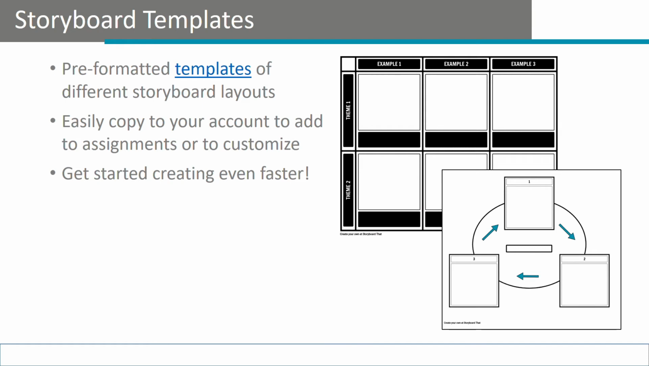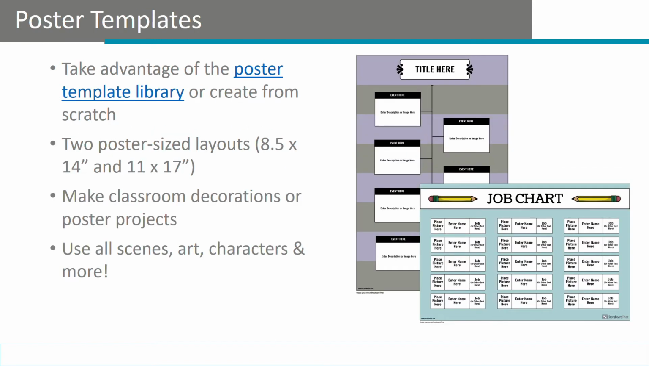To start using the storyboard, you can use the pre-formatted templates which are available on the web page, and you can also easily copy them to your account and add assignments that your students can customize. You can also use poster templates which are made for horizontal and vertical view. You can use these templates, which are freely available in the library, or you can create a new project from scratch.